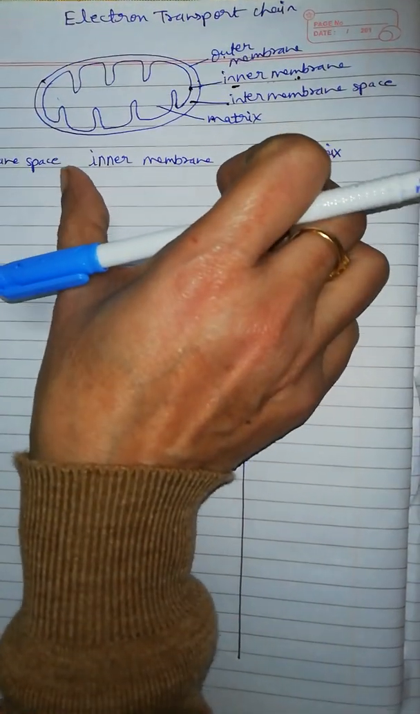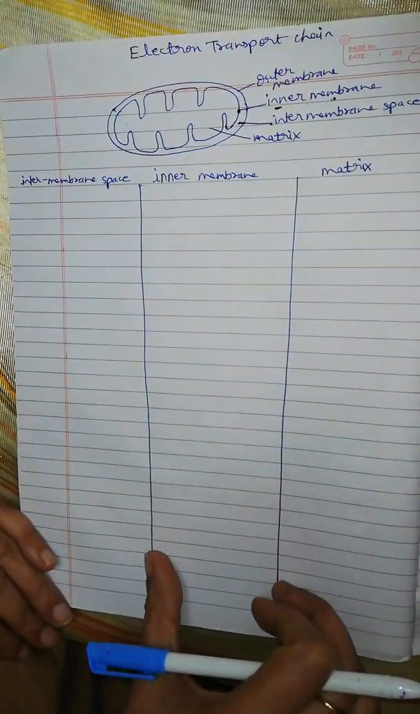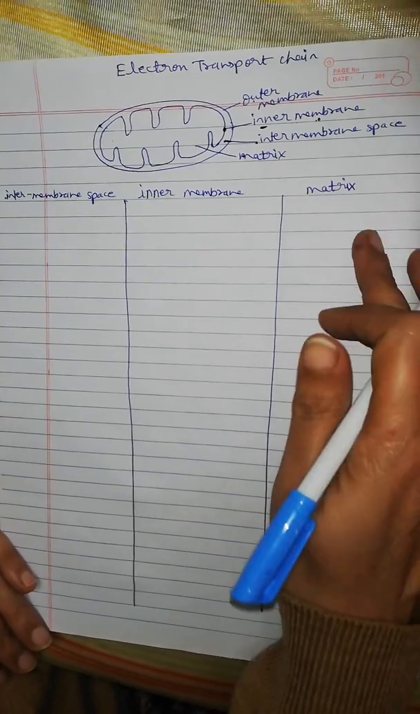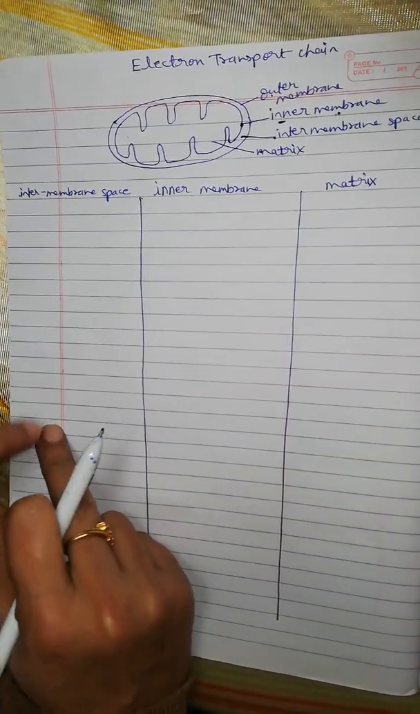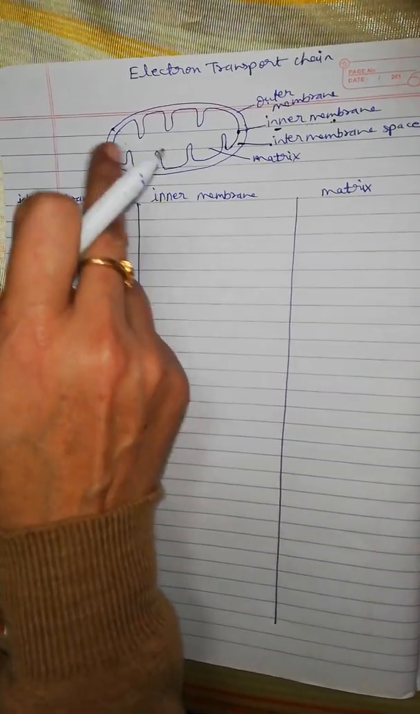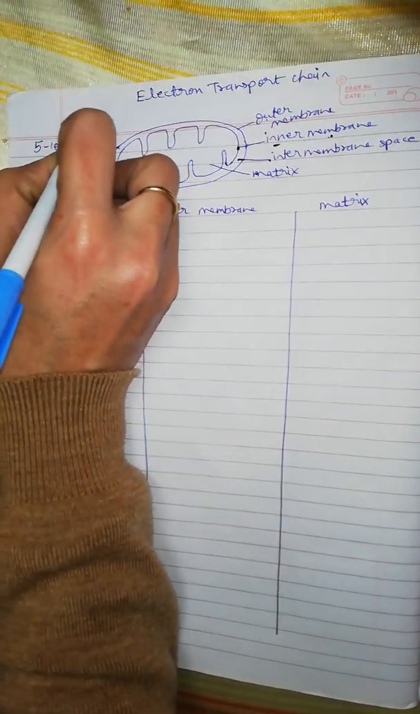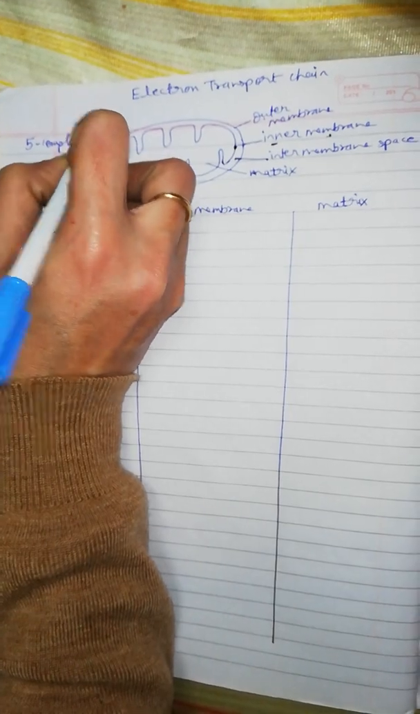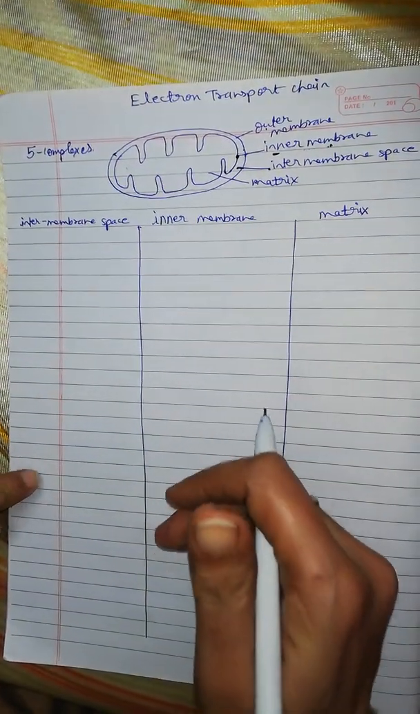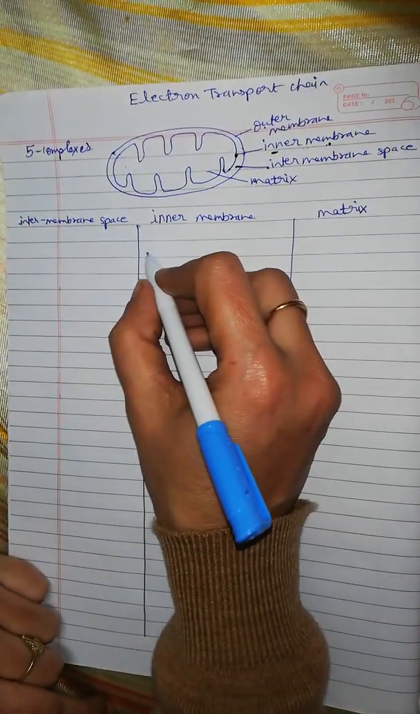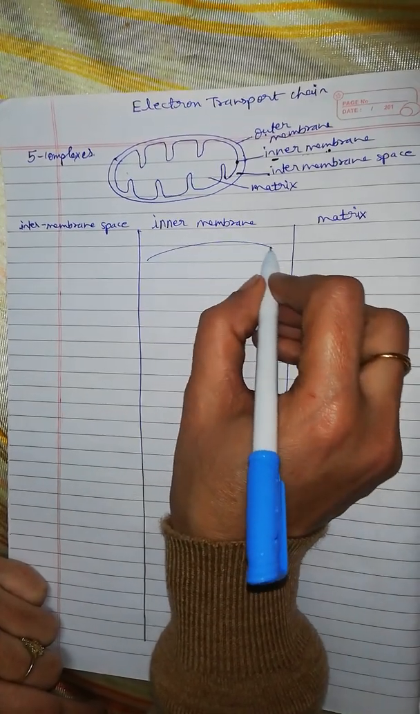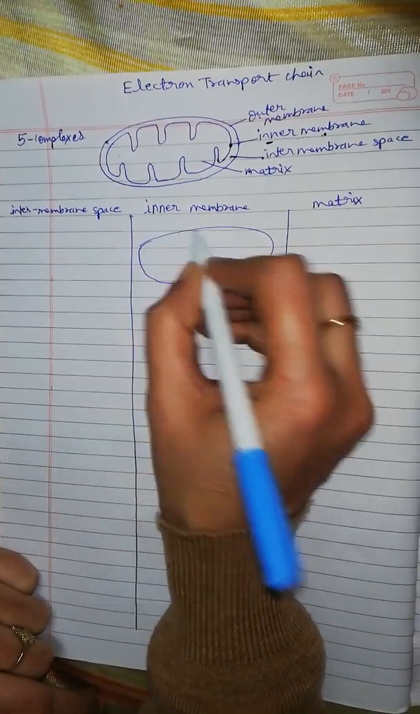So here I have drawn the inner mitochondrial membrane. This space is the matrix and this space is the intermembrane space. Electron transport chain involves overall 5 complexes, which we will discuss now in detail. So the first complex is associated with oxidation of NADH.